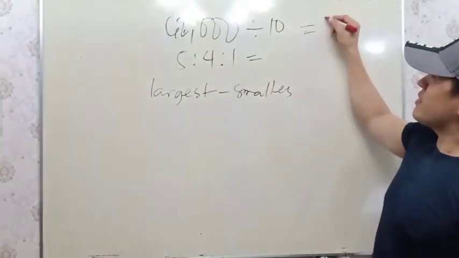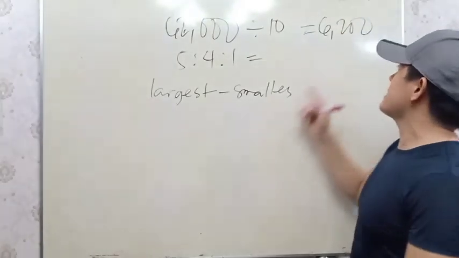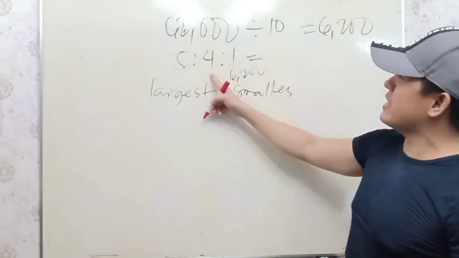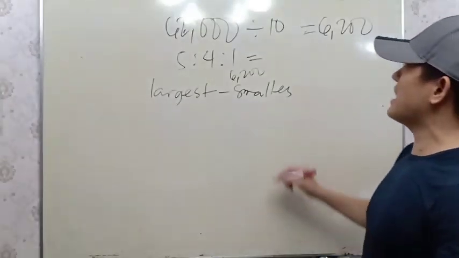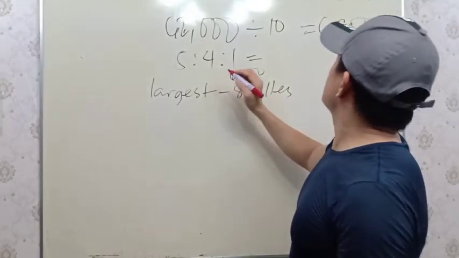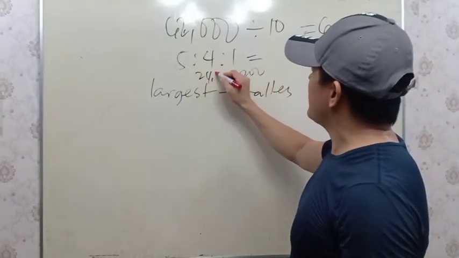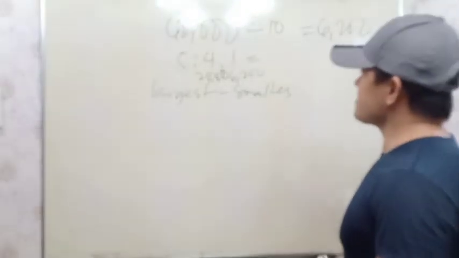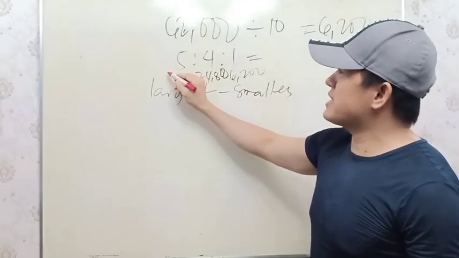Divided by 10, this one is 6,200. This is just one part. 6,200 is one part. And then this one, 6,200 times 4, that is 24,800. There you go. Next, the other one is 6,200 times 5, that is 31,000.